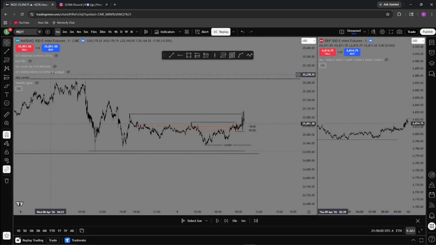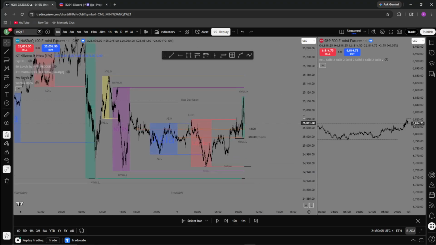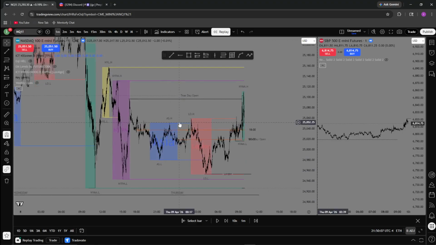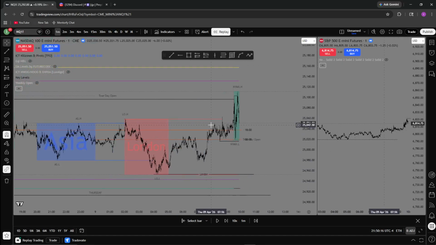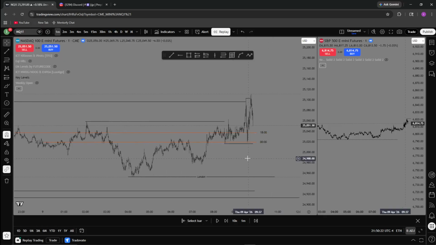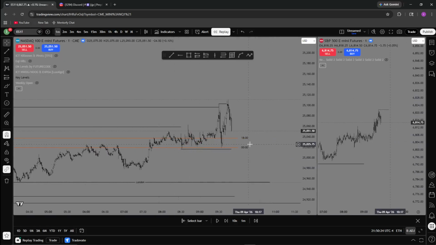Is that NQ has seek and destroy conditions. So pretty much here you can see London took out Asia highs and Asia lows. So you could anticipate New York to take out London highs and then also take out London lows. And we ended up taking London highs, but we didn't end up going to London lows. We went super close to them, but yeah.